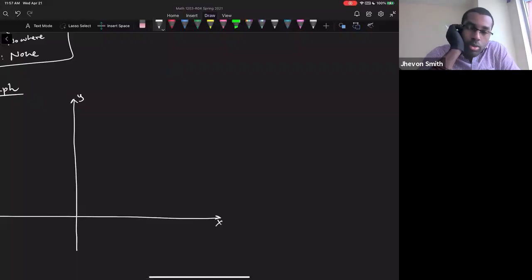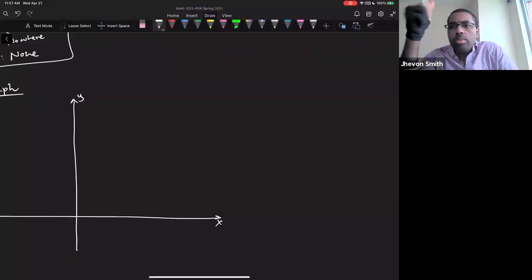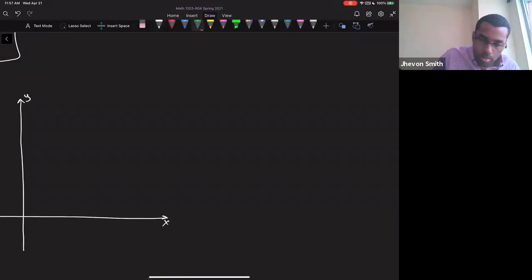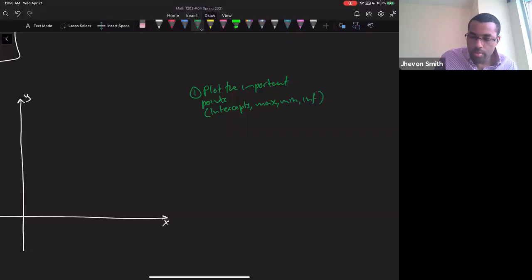Here's how I would tend to do it. The first thing I would do is put in all the coordinates that I know I should pass through. So if I found any maximums or minimums, intercepts, inflection points, I would actually plot those points. So I'd plot the important points: intercepts, max, min, inflections. This one had none of those, so we don't really have to plot these.